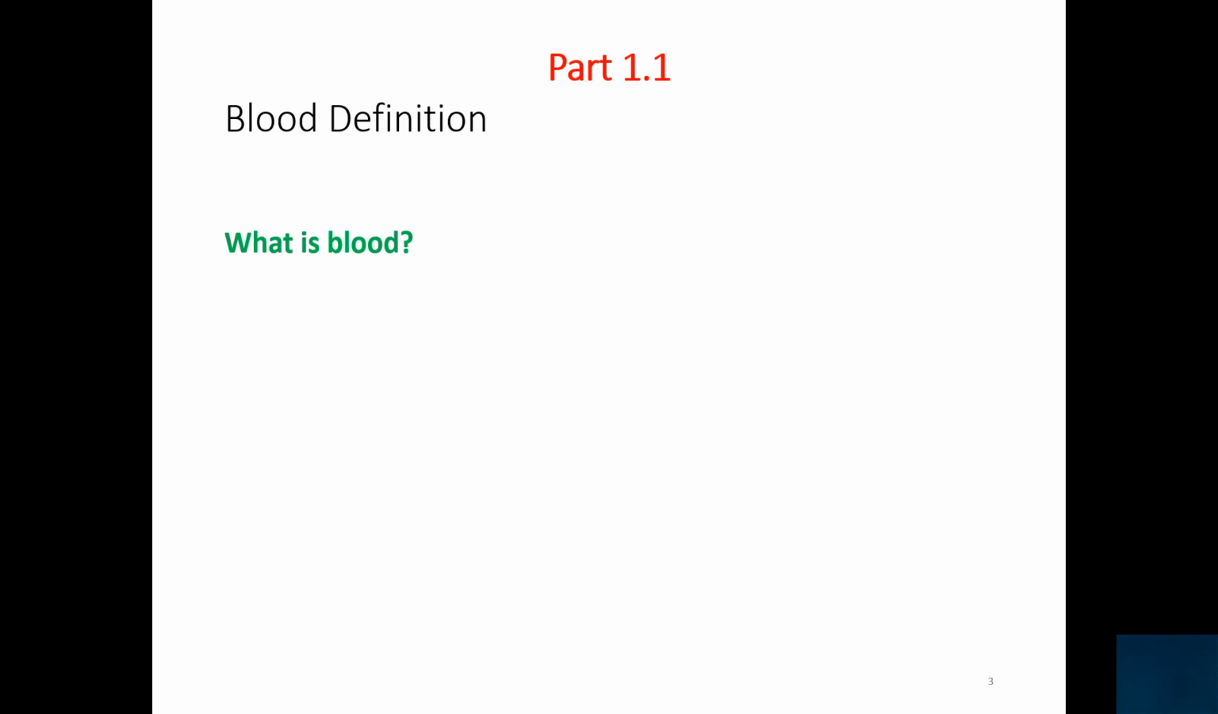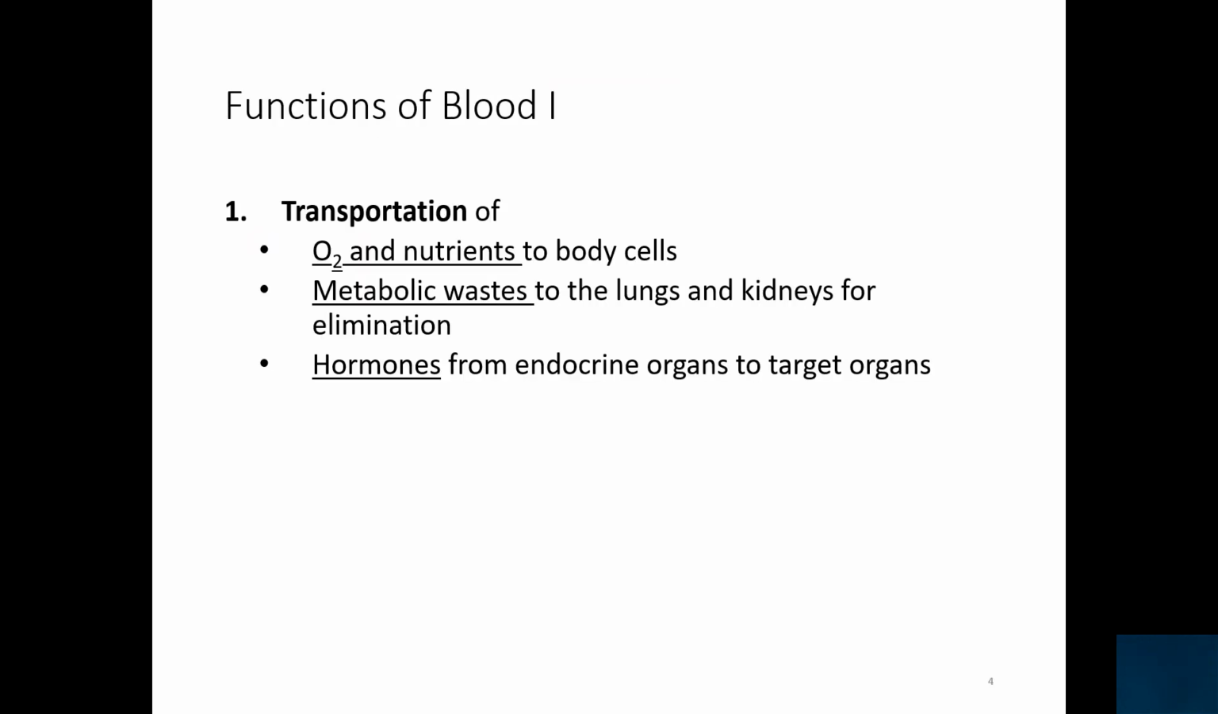Blood definition. What is blood? Take a moment, please, and think about it. Well, what is blood? Blood is a fluid, a liquid inside of our veins and arteries, but actually it is a tissue. It is a liquid connective tissue, which is located inside of our arteries, veins, arterioles, and our heart. That's what blood is.